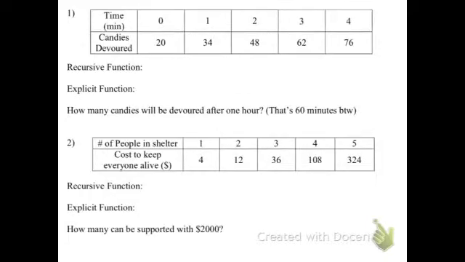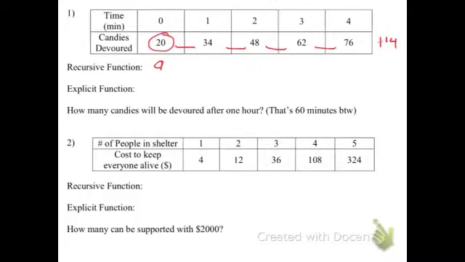So, number one here, our first line is time in minutes, and our next line is the candies that get devoured at that time. I notice that is an increase of 14, also an increase of 14, increase of 14, 14. So this one's an arithmetic sequence, so it's adding 14 each time. My start value is at 20. It's not going to be 34, even though that's what it is when time is 1. Our start value, our initial value, is 20.